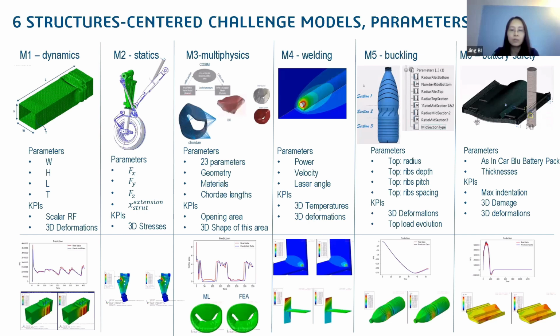Model 4 is a thermal-mechanical welding process predicting welding parameter-dependent temperature field evolution and residual distortions. Model 5 is a static buckling analysis predicting geometric-dependent buckling behavior of plastic bottles. Model 6 is an EV battery pack under side impact.